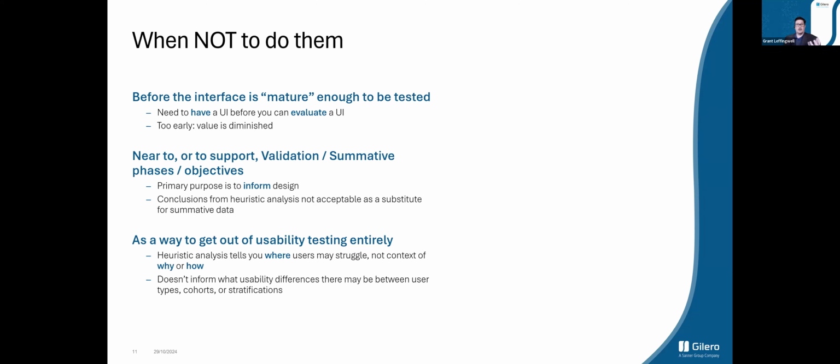Heuristic analysis might tell you where in the interface users might struggle, but it's not going to tell you why, right? And that's the power and the importance of user testing, is being able to observe something and then have a conversation with the user afterwards, dig down into the root cause of why did this occur. And you don't get that from a heuristic. It's not going to tell you why they struggled. It's not going to tell you what the differences in your user groups are. So if users of one type struggle in this area and users of another type struggle in another, a heuristic isn't going to inform those kinds of nuanced details.